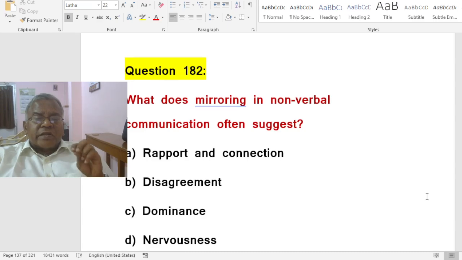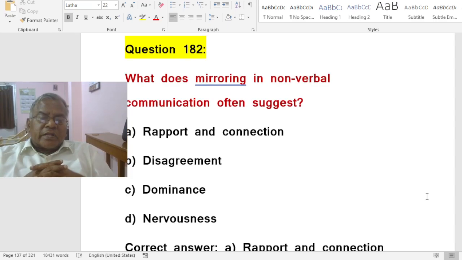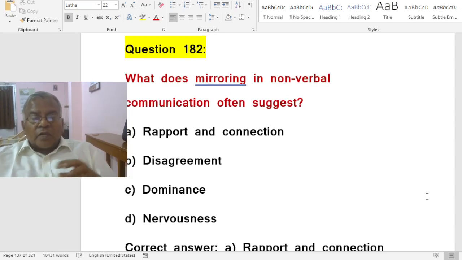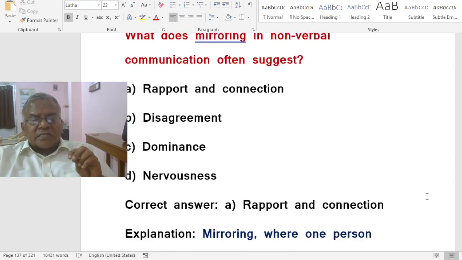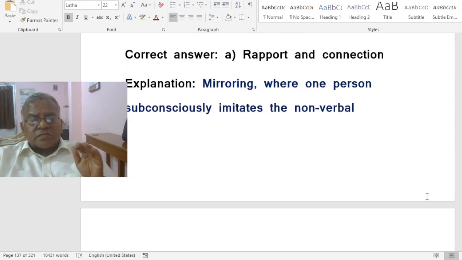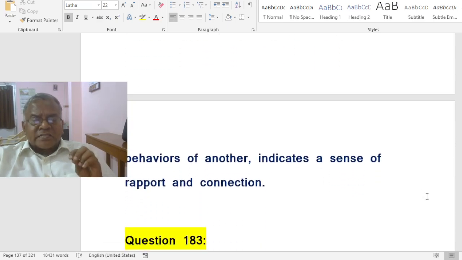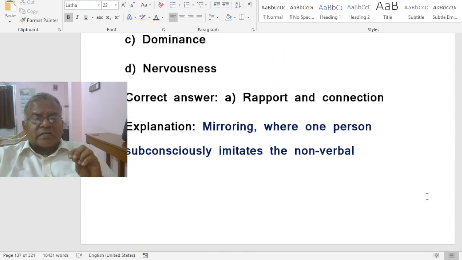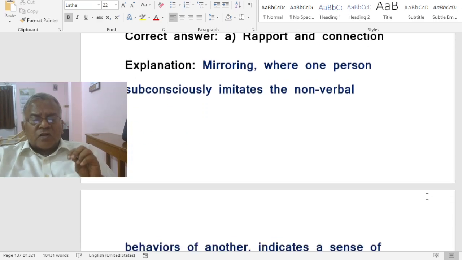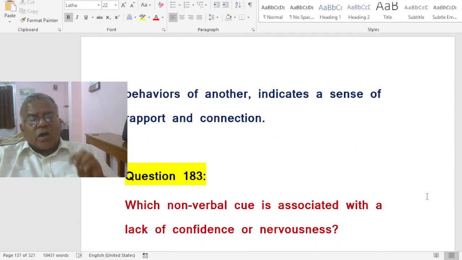What does mirroring in non-verbal communication often suggest? It is rapport and connection. Mirroring, where one person subconsciously imitates the non-verbal behaviors of another, indicates a sense of rapport and connection.